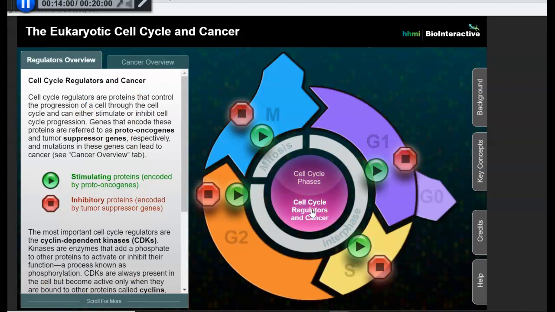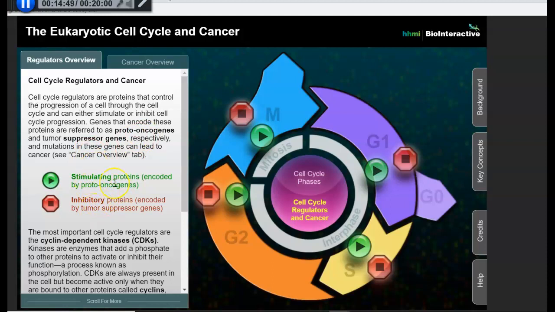If we do this, what we see is that we're going to have regulators that are either going to cause the stimulation of the cycle, in other words, they're going to promote the cycle going forward, or they're going to inhibit the cycle from going forward. Now, these stimulating proteins are encoded by genes called proto-oncogenes. Oncogenes is kind of a confusing term because onco has to do with cancer. So when we look at proto-oncogenes, we're really not talking at this moment about cancer. We're talking about genes that are allowing certain things to happen.